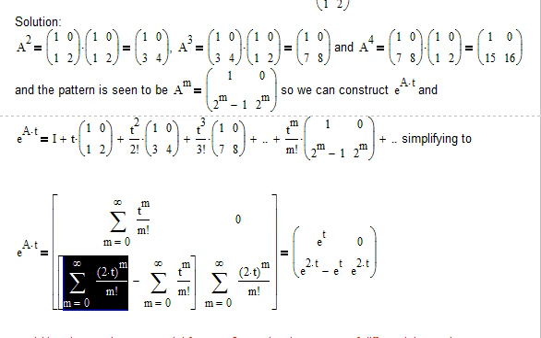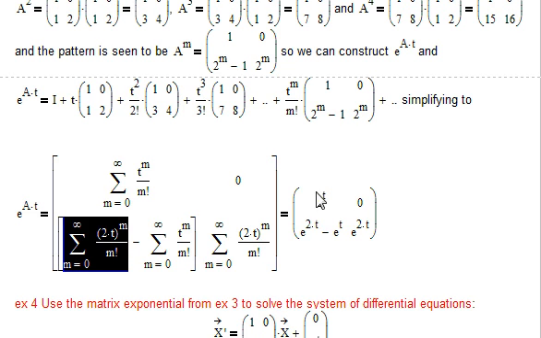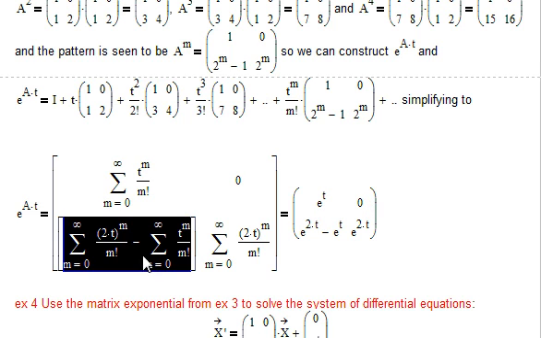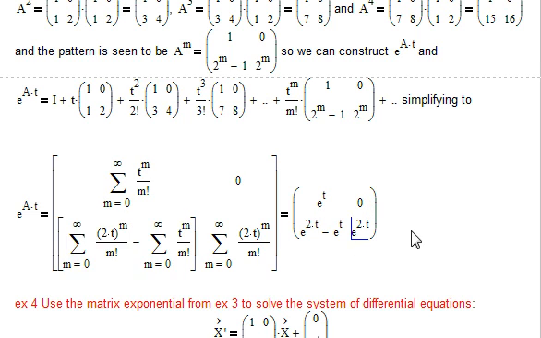And notice, here's the cool part, the e to the At therefore is e to the t here, because that's what this is. 0 here, e to the 2t minus e to the t, because that's what this is, and then e to the 2t here. So we've got our fundamental matrix.